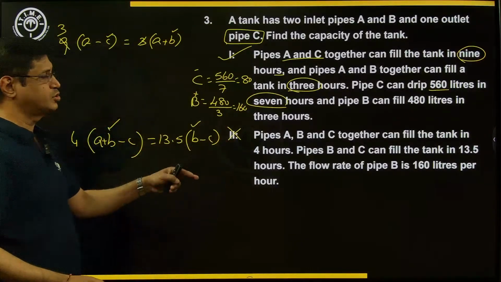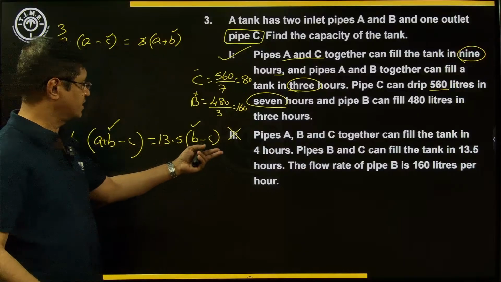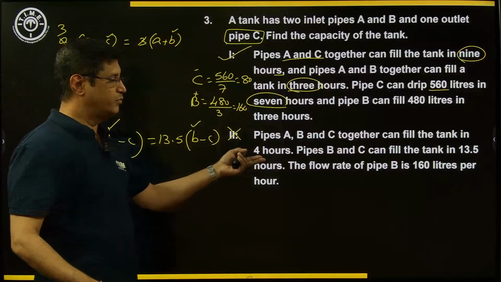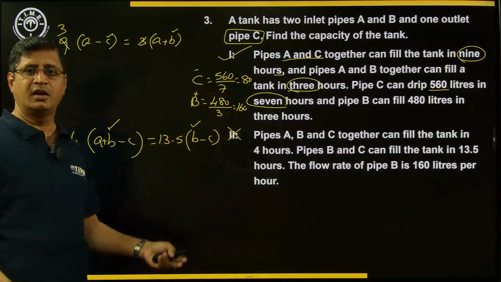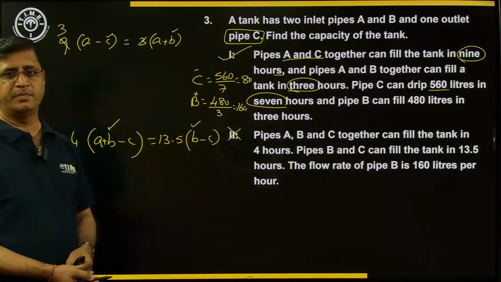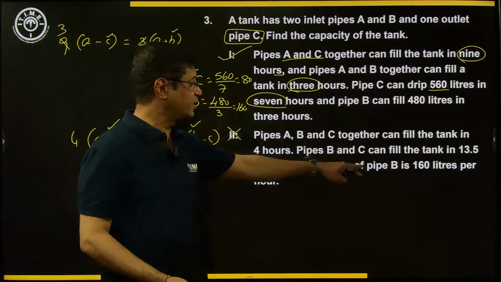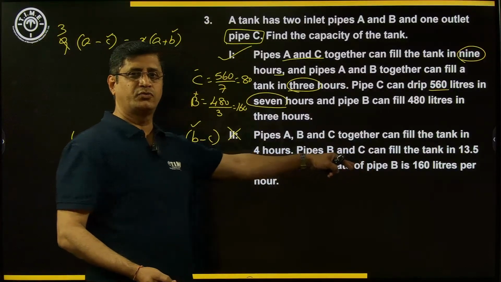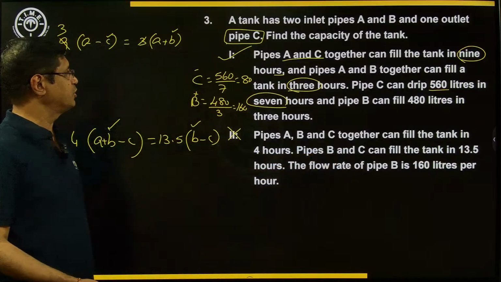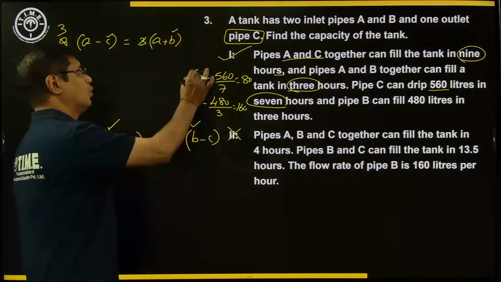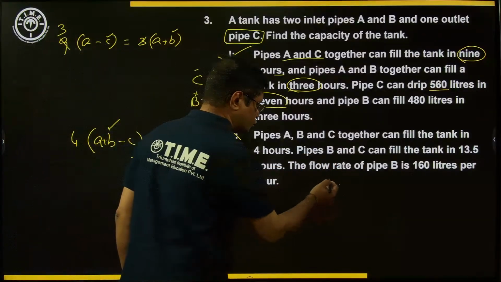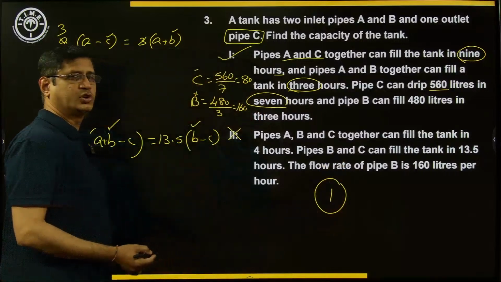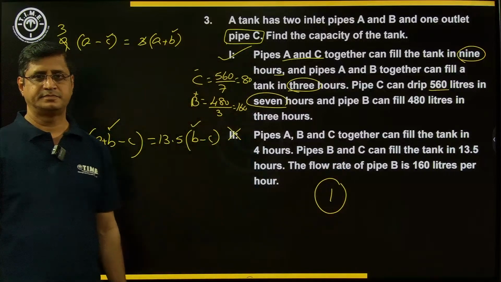Now, on solving this, we get, so in how much time A can fill, but what about the rate of flow of A? We cannot find the rate of flow of A. Rate of flow of B is given, but how many hours it worked for is not given. So it is not possible to answer with the second alone. Only one is sufficient. So the right choice is option 1. The first choice is the right answer.